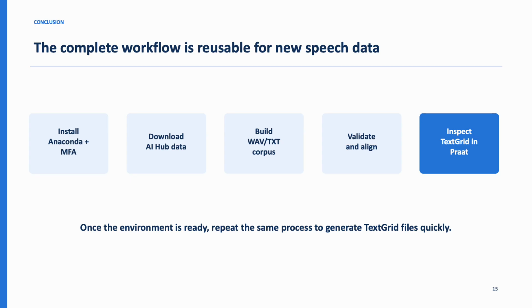Today we covered installing Anaconda, installing MFA, preparing AI Hub data, extracting text files from JSON, running validate, running alignment, and checking the results. Once the environment has been set up, you can repeat the same process whenever you have new speech data and quickly generate TextGrid files.